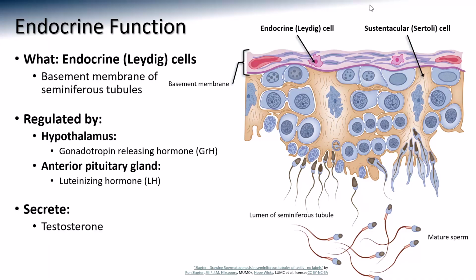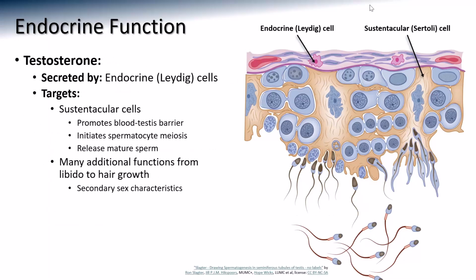These are going to be, once again, regulated by the hypothalamus and the anterior pituitary gland, and their job is to secrete testosterone. Testosterone, in turn, is going to target those sustentacular cells, the support cells. Its job is to promote the blood-testis barrier. Now, this prevents immune cells from your own bloodstream from attacking developing sperm cells.